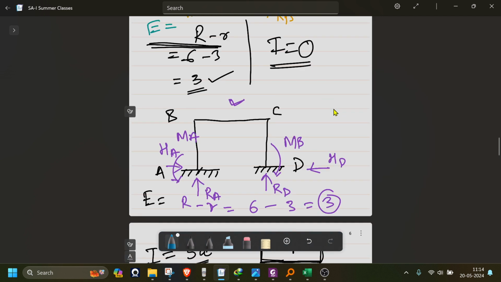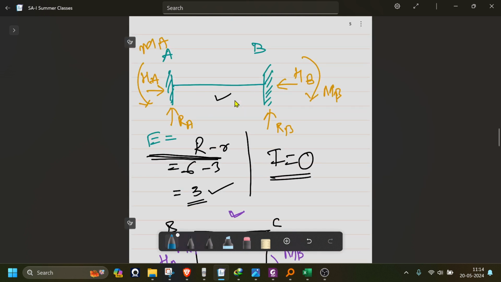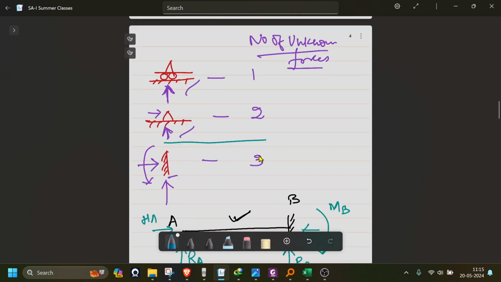Good. Now tell me, what will this one be? What is the degree of static indeterminacy? We will always put the formula. Tell me, what will it be? For a fixed support, it will again be 3. 3 plus 0. Right? Good. Okay, so this covers your determinacy and indeterminacy.